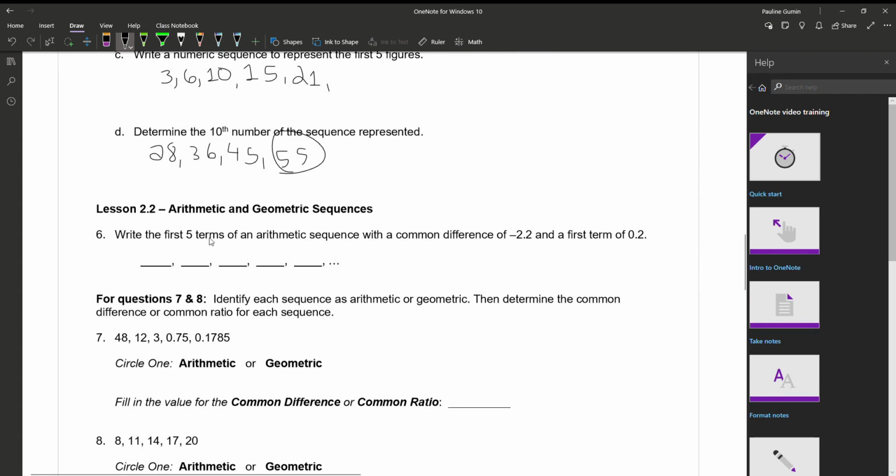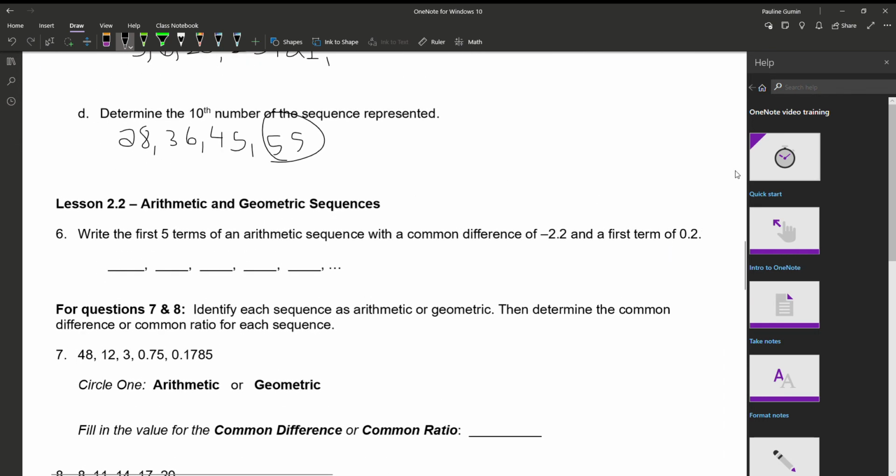Write the first 5 terms of an arithmetic sequence with a common difference of 2.2 and a first term of 0.2. All right, so since the first term is 0.2, 0.2 goes right there. Now I subtract 2.2, which gives me -2. Then I subtract 2.2 again, -4.2. And again, -6.4, and one more time, -8.6.